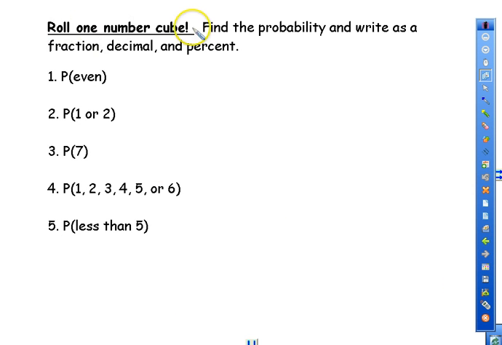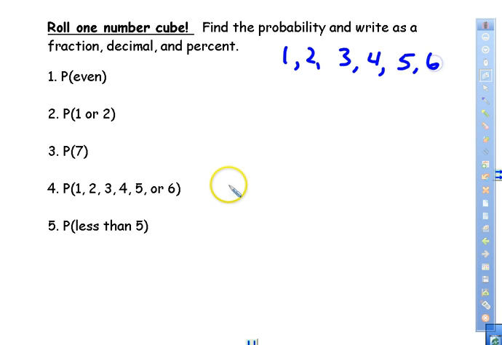It says roll one number cube. Well, number cube is like dice. Okay. Find the probability and write as a fraction, decimal, and a percent. That's what we are needing to do, is to write them as all three. So probability of drawing an even number. And again, we have roll a number cube. So we have a 1, a 2, a 3, a 4, a 5, and a 6, because it's a cube. 6 sides. An even number would be 2, 4, 6. So that would be 3 out of 6, which equals 1/2.